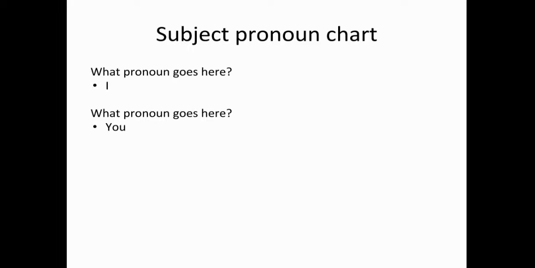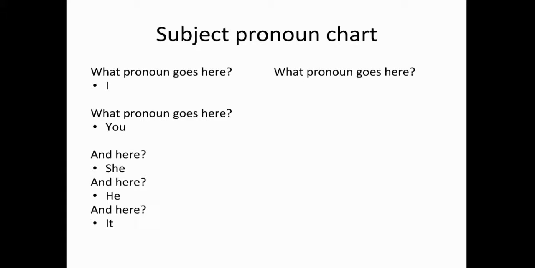So let's look at the subject pronoun chart. This isn't a verb, this is just the subject pronouns. What pronoun goes here at the top of the singular column when you're talking about yourself? Right, I. What pronoun goes here if you're talking to one person? Correct, you. So third person, if we're talking about a woman, she. How about if we're talking about a man? He. And if we're talking about a thing, it.